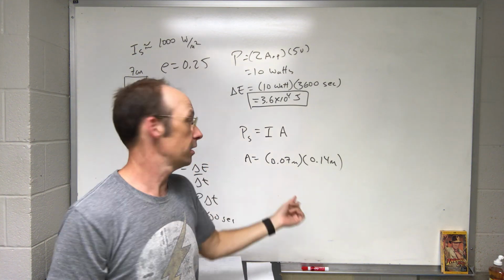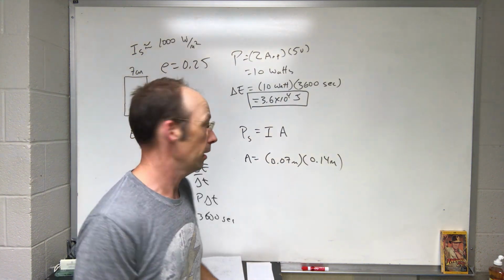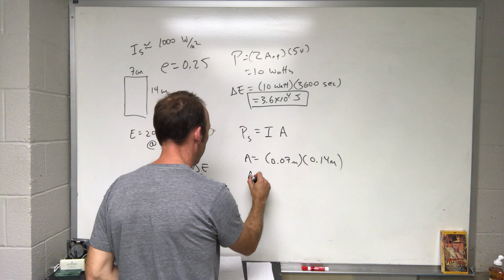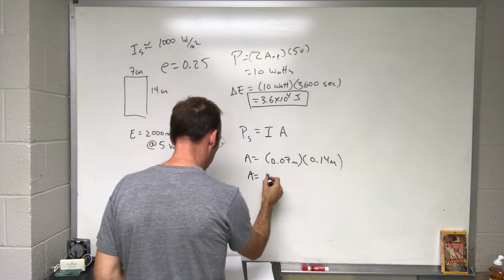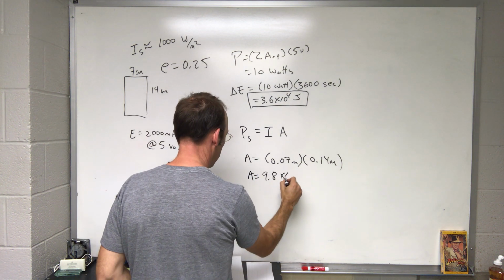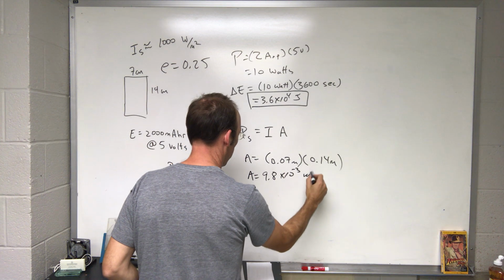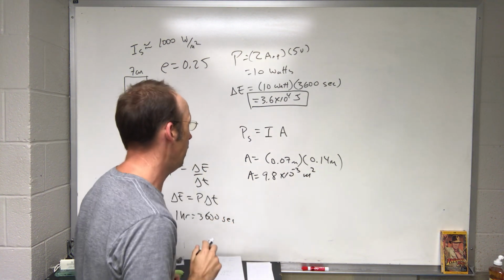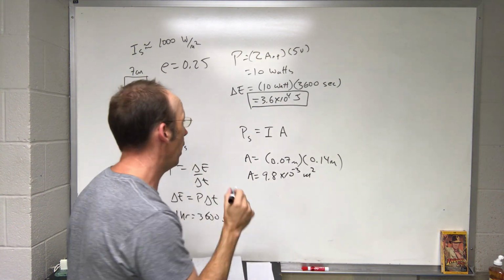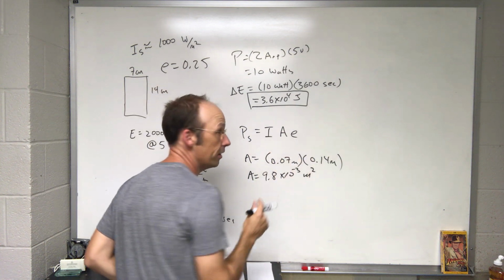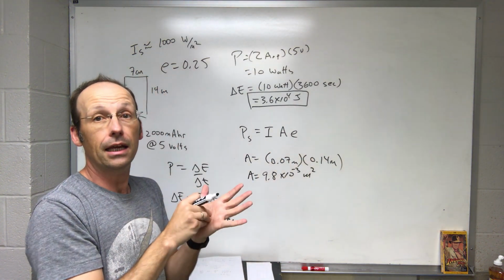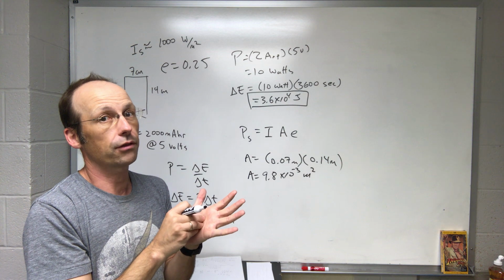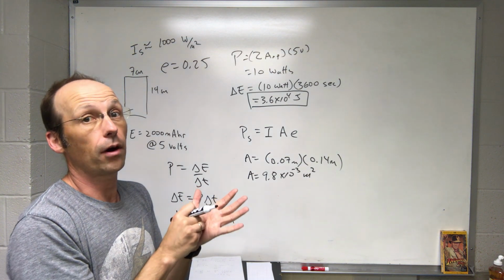The best thing to do is to convert to meters and then square it. Okay. So if I do this, I get an area of, I already did this in my calculator, 9.8 times 10 to the negative 3 square meters. Okay, so I have the area, I have the intensity. Now I actually also have to multiply by the efficiency, because all that light hitting the solar panel is not going to go into electricity. Okay, only 25% of it is.